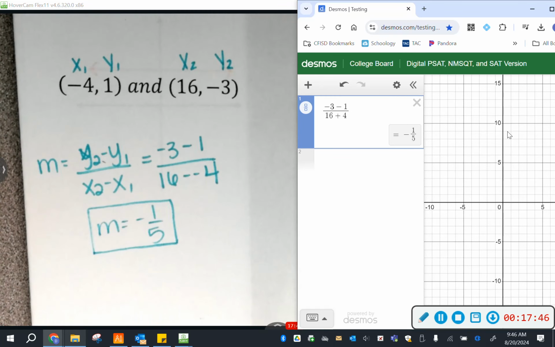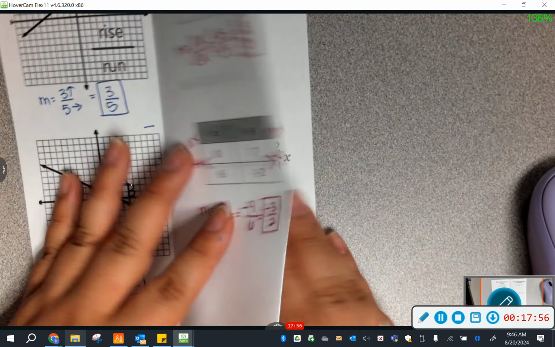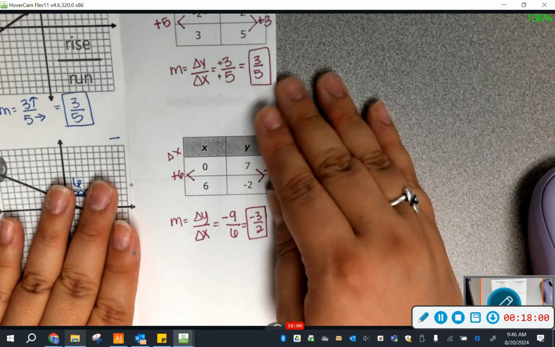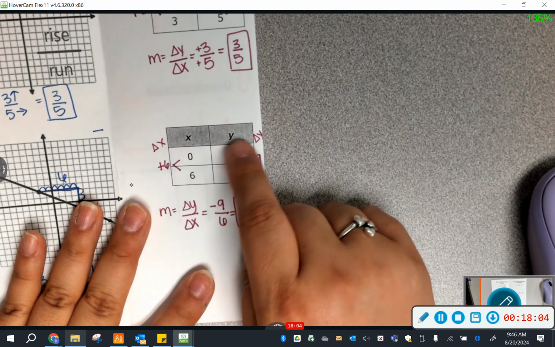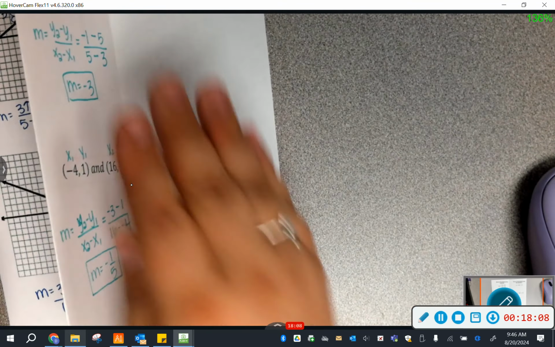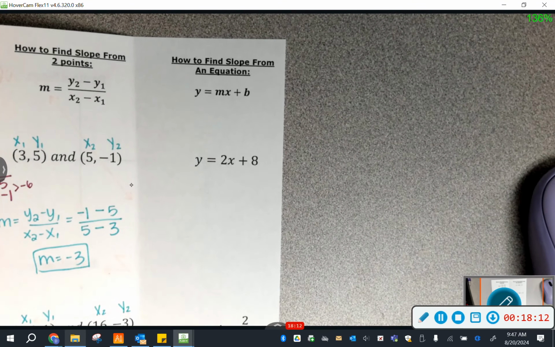Okay. Do I have any questions about finding slope from 2 points? Which way do y'all like better? Do y'all like slope formula better or do y'all like the table better? Okay, some of you like, it's up to you. Could you do slope formula with this? Could you do x1, y1, x2, y2? Sure. These are just two different methods, whatever you like better. Okay. Last but not least, this is my favorite.